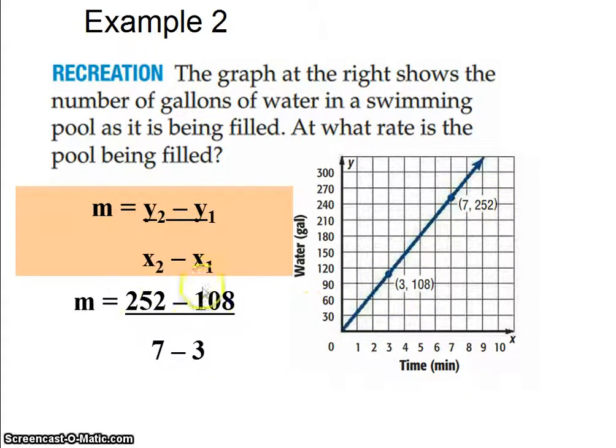Now, if you had started with the lower point just because you were thinking, oh, here's my first and here's my second, that would be fine as well. You just might have a different sign from your neighbor. But at the end, you would come up with the exact same answer. So we get 144 over 4. You can't see your 4, but it's down here. And when we reduce that, we get a 36.